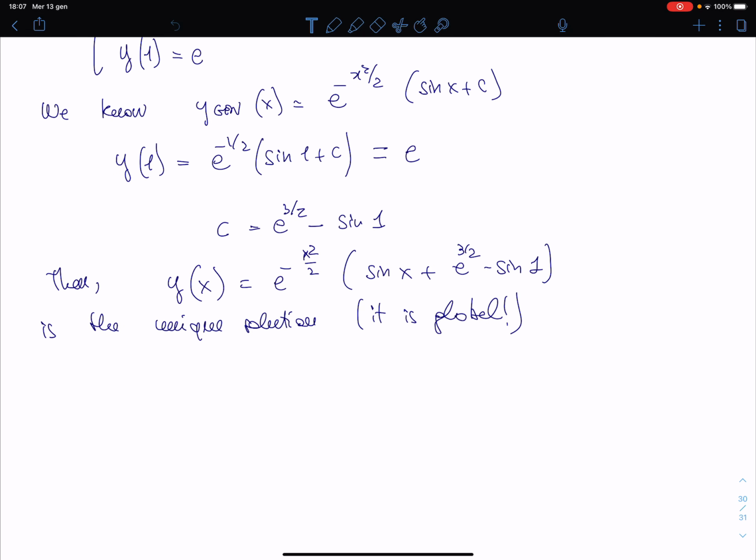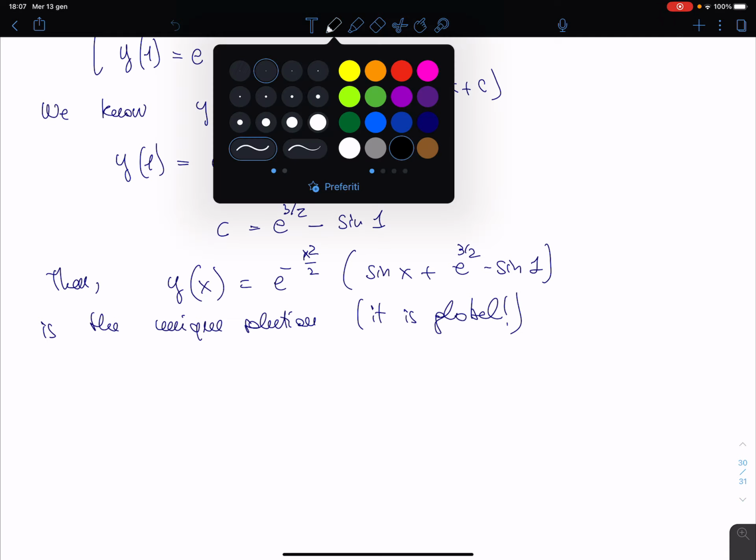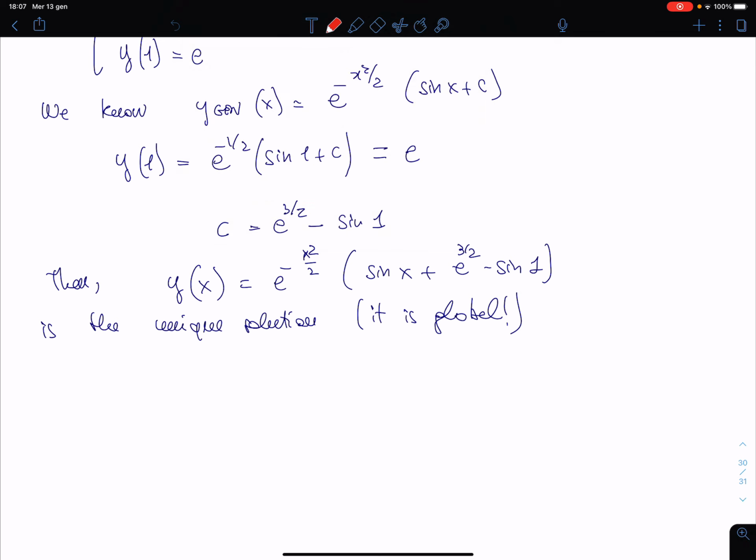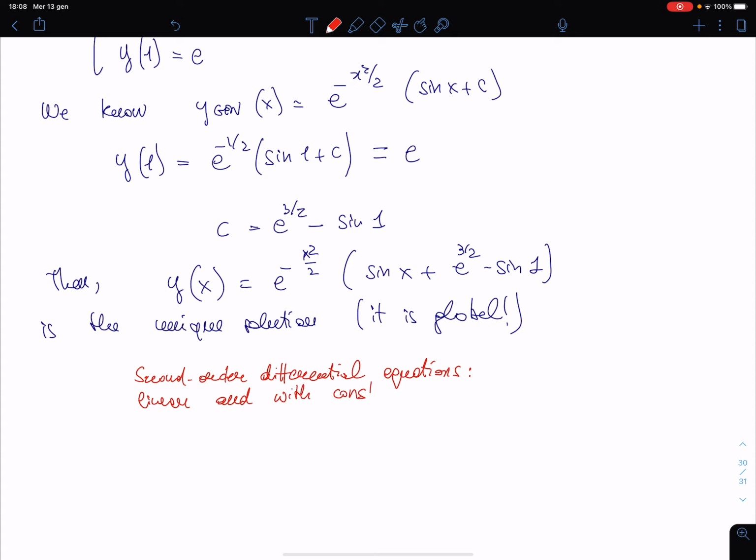Next, and the last category of differential equations that we are going to study, is the second order differential equations that are linear and with constant coefficients. So let me tell you what this means.